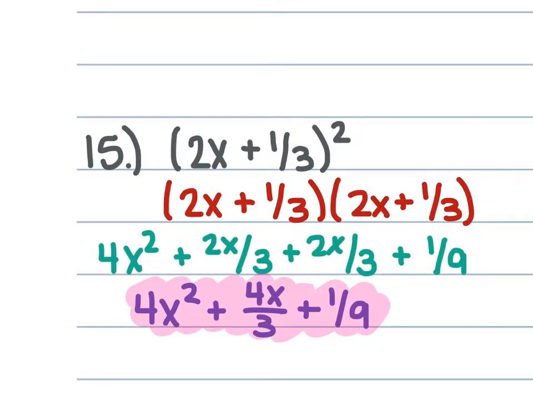All right, so here we go. When we've got 2x plus 1/3, that quantity squared, then we get 2x plus 1/3 times 2x plus 1/3.